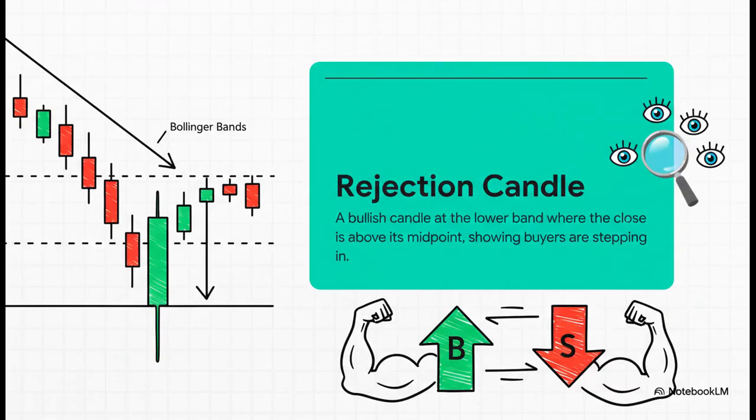So, how do we know the trap is actually sprung and it's time to pay attention? We look for one specific thing, the rejection candle. This is our signal. After the price smacks that lower Bollinger Band, you need to see a bullish candle form. And not just any bullish candle. You want to see one where the buyers clearly stepped in and pushed the close above the halfway point of that candle. That's the signal that the power is shifting away from the panic sellers and back to the buyers.